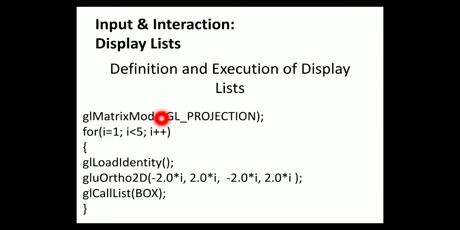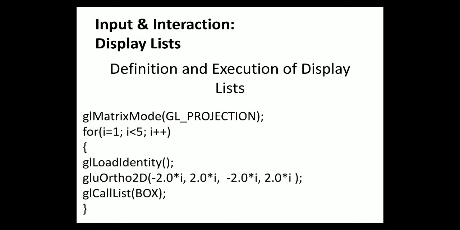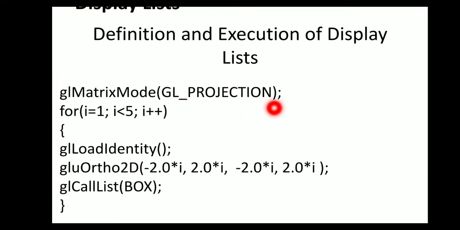Here is where I am going to make use of the list. The name of the list I have given as box. So in the code, when I want to retain this particular object and make use of it, here is how I do it. This is the general way, which I have already come across, but the only difference is I am going to make use of the list. So glMatrixMode set to projection, and a for loop if required, but for this example they have taken one. So for i equal to 1, i less than 5, it's going to call glCallList. For these many times it's going to load identity and call gluOrtho2D.